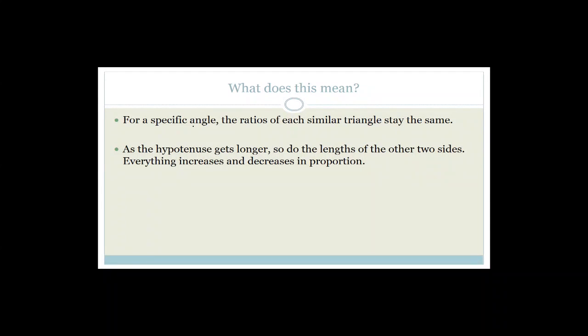So what does it say? It says for a specific angle, the ratios of each of the triangles stay the same. So if the hypotenuse gets longer, so do the lengths of the other two sides. Everything increases and decreases in proportion. And probably the easiest way for me to do this is to show you a triangle that looks like this, okay? And that's a right angle triangle. And I apologize for the non-straight lines. Okay, let's call this A, B, C.